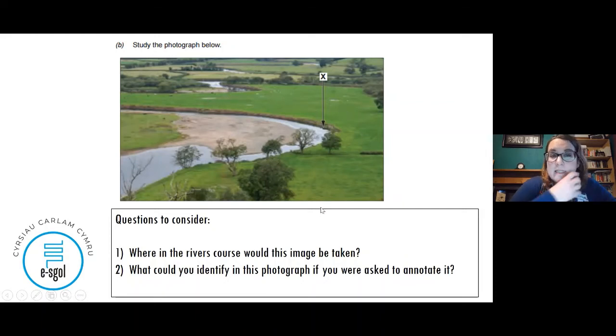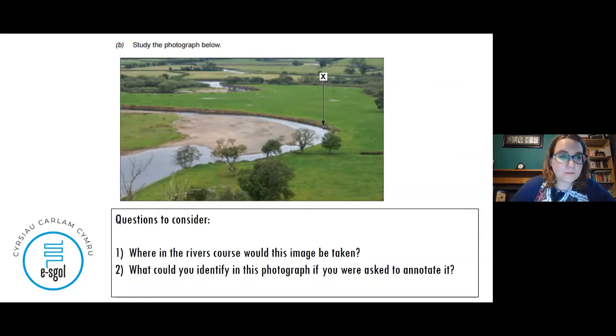So when annotating a diagram, what you're going to be looking for is details that you can add to the image that show your understanding of the geographical topic. Okay, so you would want to identify all of the different features, and you could add in those processes as well. So if you wanted to talk about that slip-off slope, over here you would talk about the deposition as well.